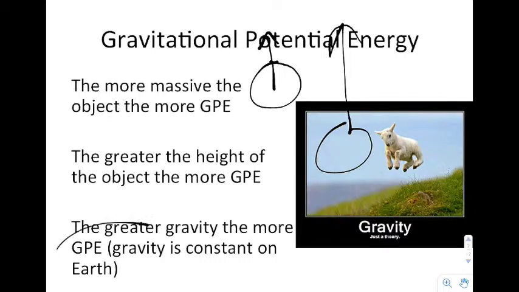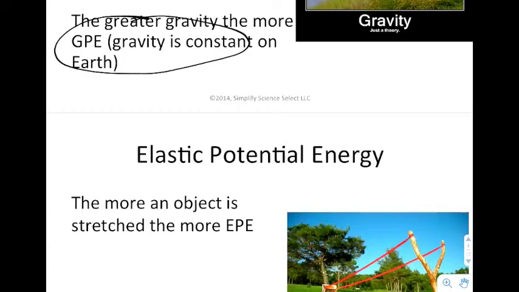Now, gravity is a constant on Earth, so whenever we look at things that are on Earth, we can compare them just based on mass and how high they are. But if you're comparing something on Jupiter to, say, something on the moon, you can't make that assumption anymore.